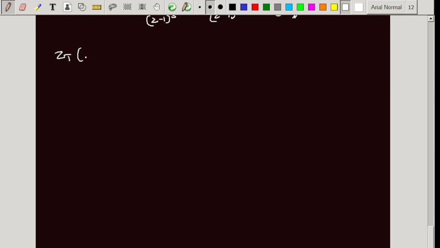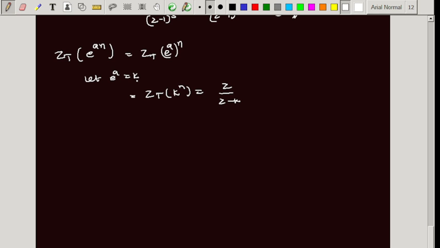Transform of e power a n. This one we can modify and write as e power a whole power n. Let us consider that e power a is nothing but k, then this becomes k power n. So k power n is z by z minus k. Here k is e power a, so z transform of e power a n we can write as z divided by z minus e power a.